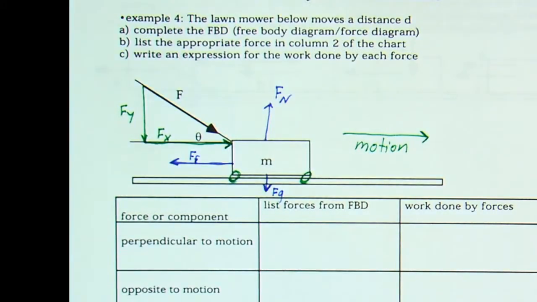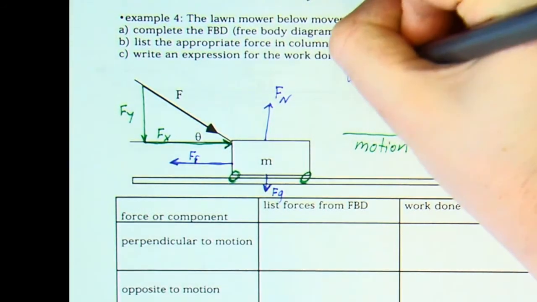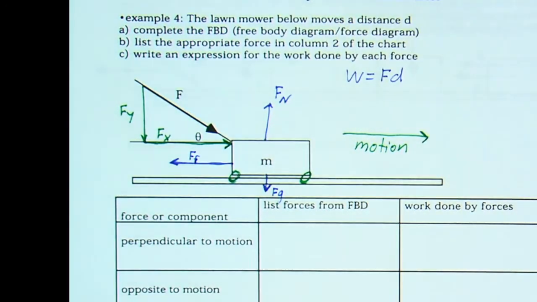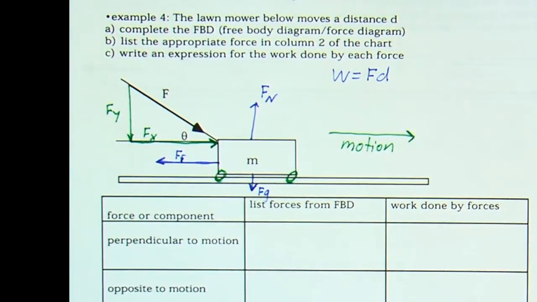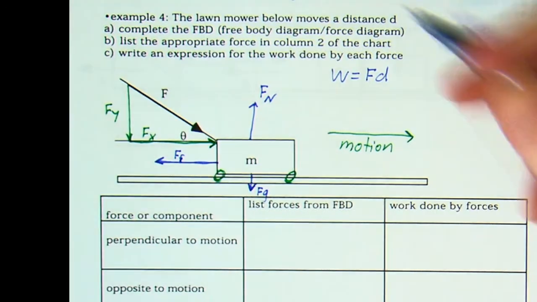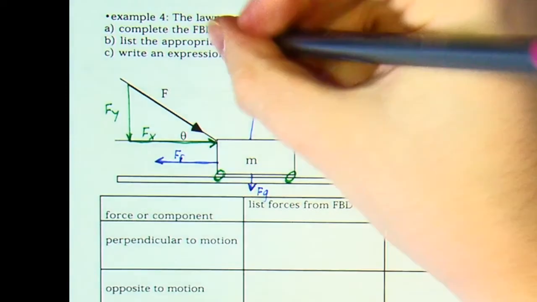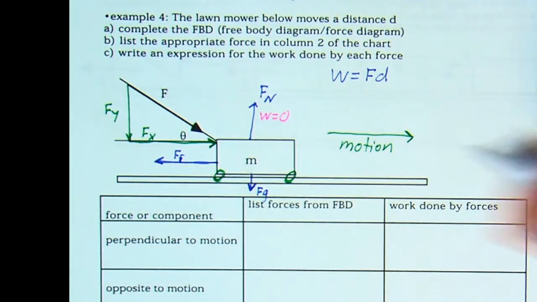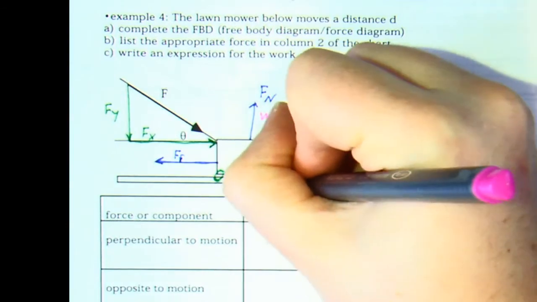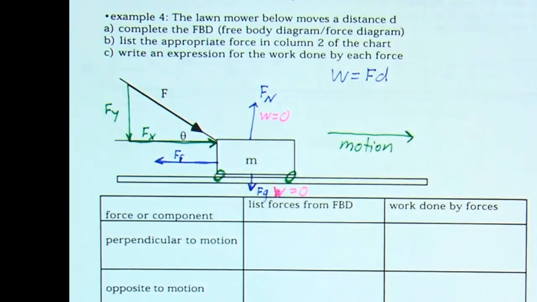Now, we said that work was equal to force times a distance. One of the things that is important to recognize here is it has to actually move in that direction. So this thing's moving forward. It's not moving up or down. So we can look at a few things here. We know the work done by the normal force is 0. It's not moving up. The work done by gravity is also 0. It's not moving down.